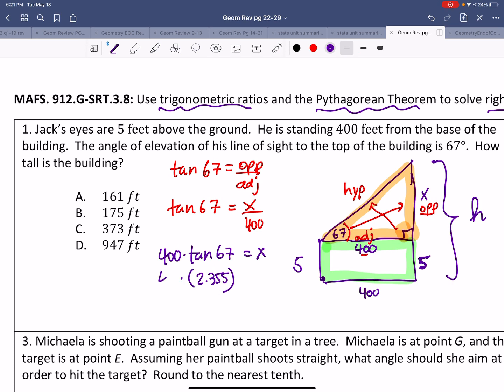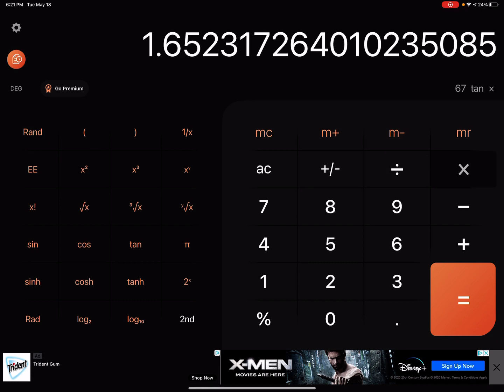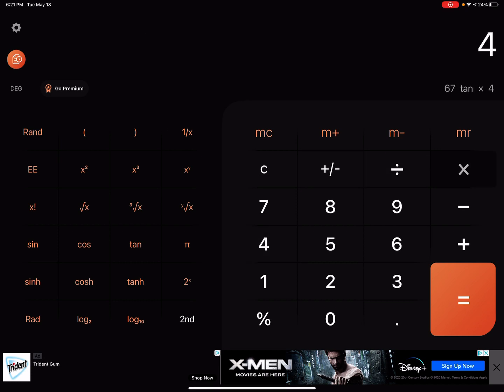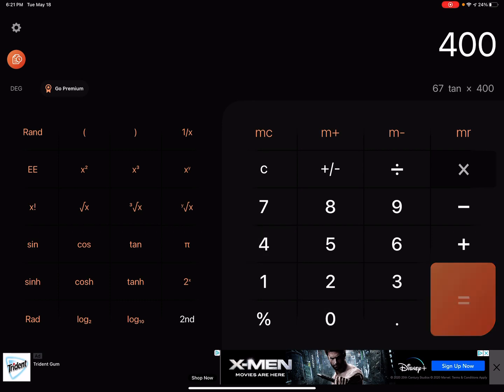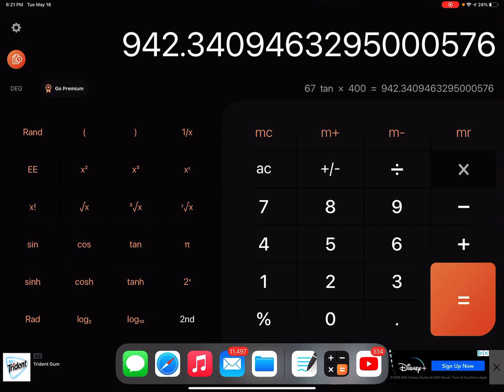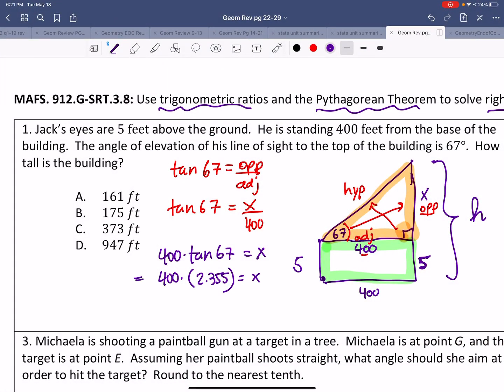So I'm going to take 400 times that amount. Right? So the tangent of 67 times 400 is 942.3. Now remember, I promised we're going to add 5 here, so I get 947 if I rounded to the nearest foot, and that's my answer. Cool.